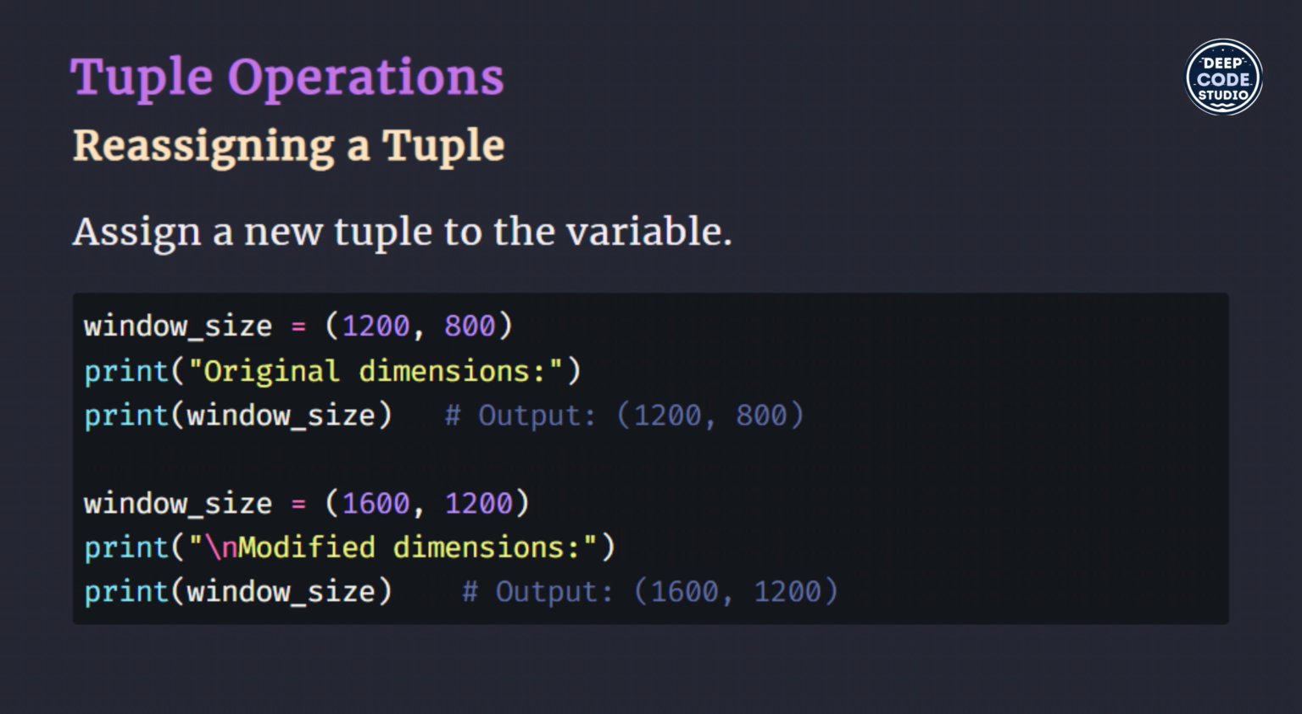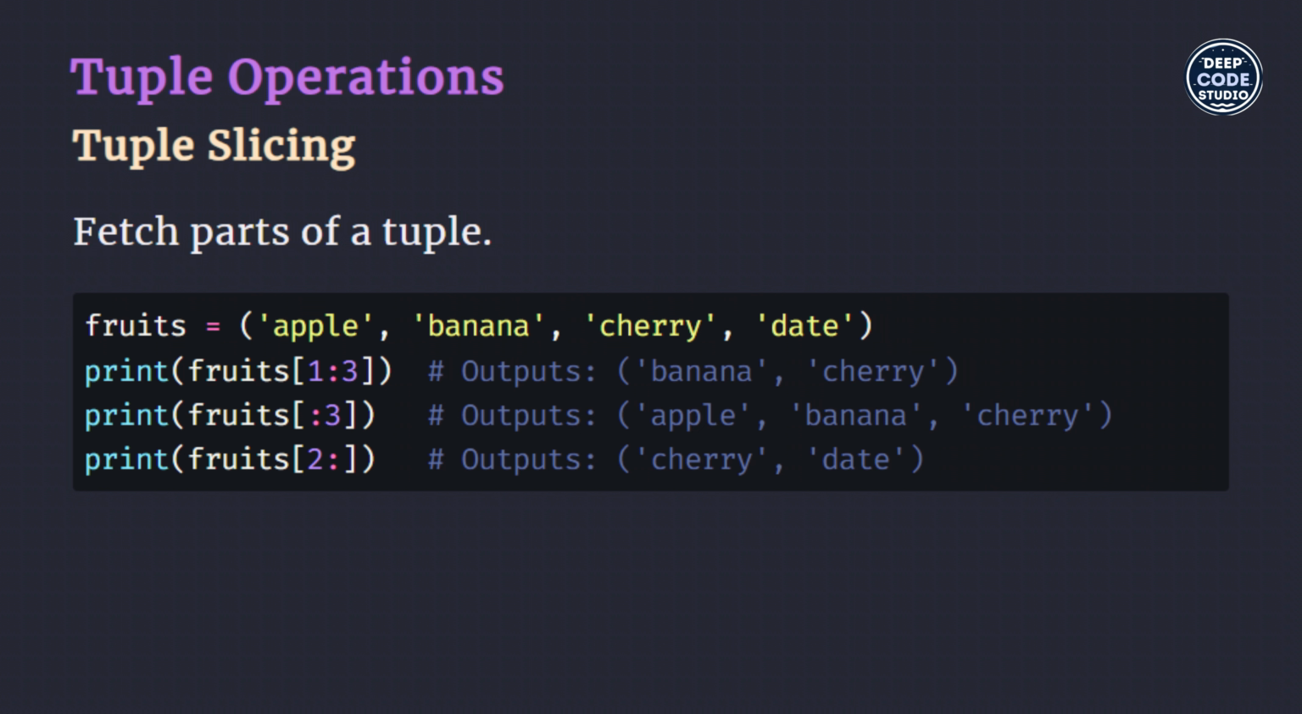And Python allows this because you are not changing the tuple itself, but rather assigning a new tuple to the variable. Let us come to tuple slicing. Like lists, tuples also support slicing to fetch part of a tuple. And here is an example of a tuple with fruits. Now if we want to get only some parts of this tuple, we can use slicing. Let us see how it works.